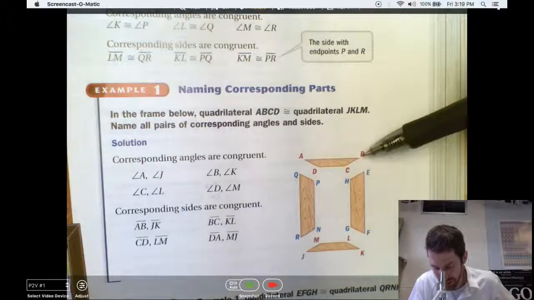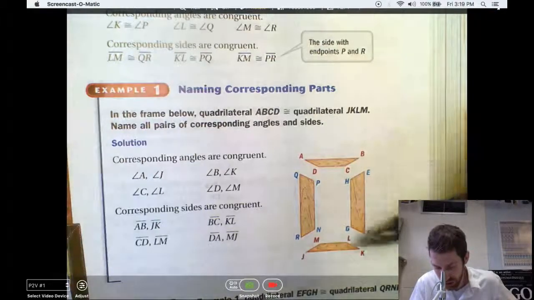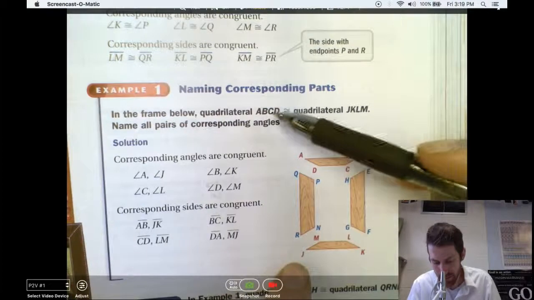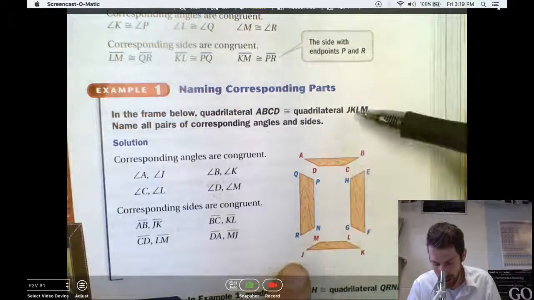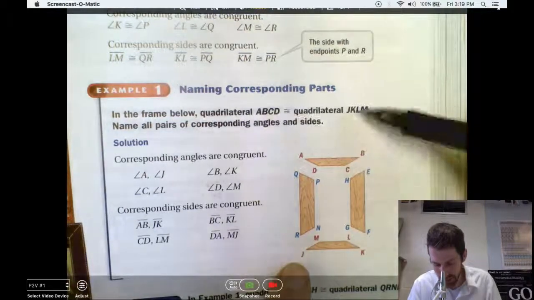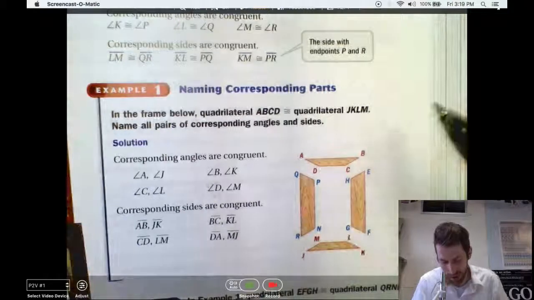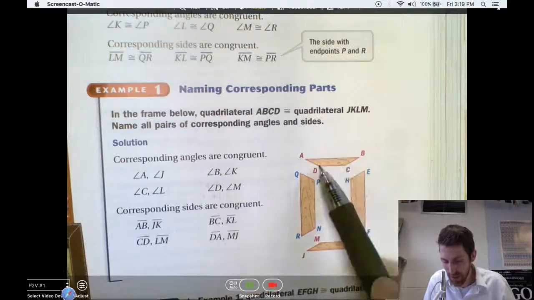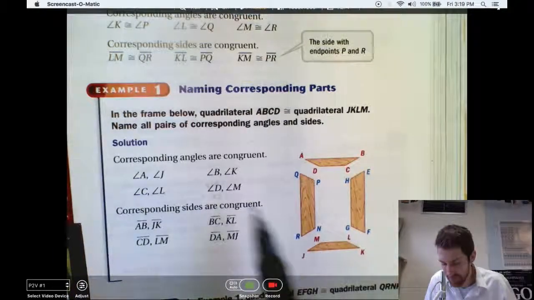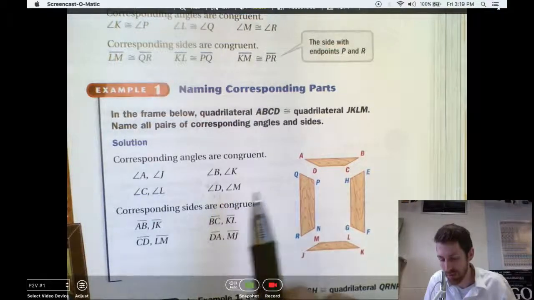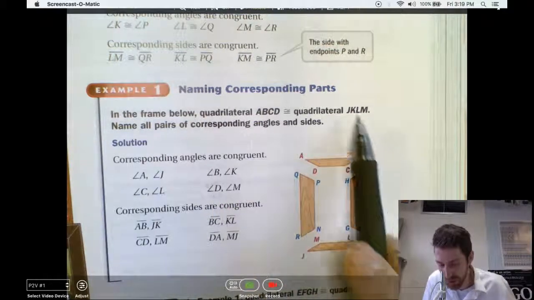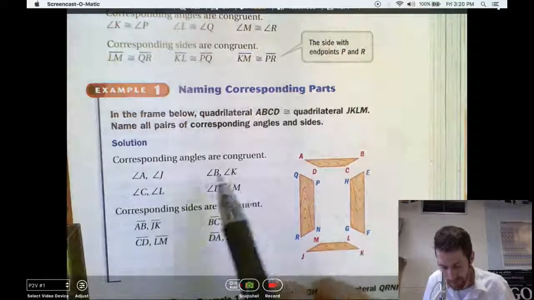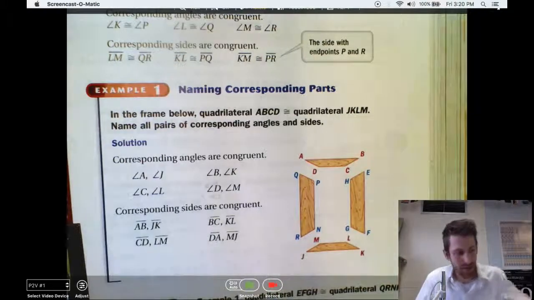So ABCD, JKLM. So A corresponds with J, B corresponds with K, L and C, C and L, and D and M. Okay. Name all pairs of corresponding angles and sides. So angle D is the same as angle M, so they listed that there, and so on and so forth. Angle B corresponds with, and you can actually just look up here, oh, B and K, because they're both second, B and K.